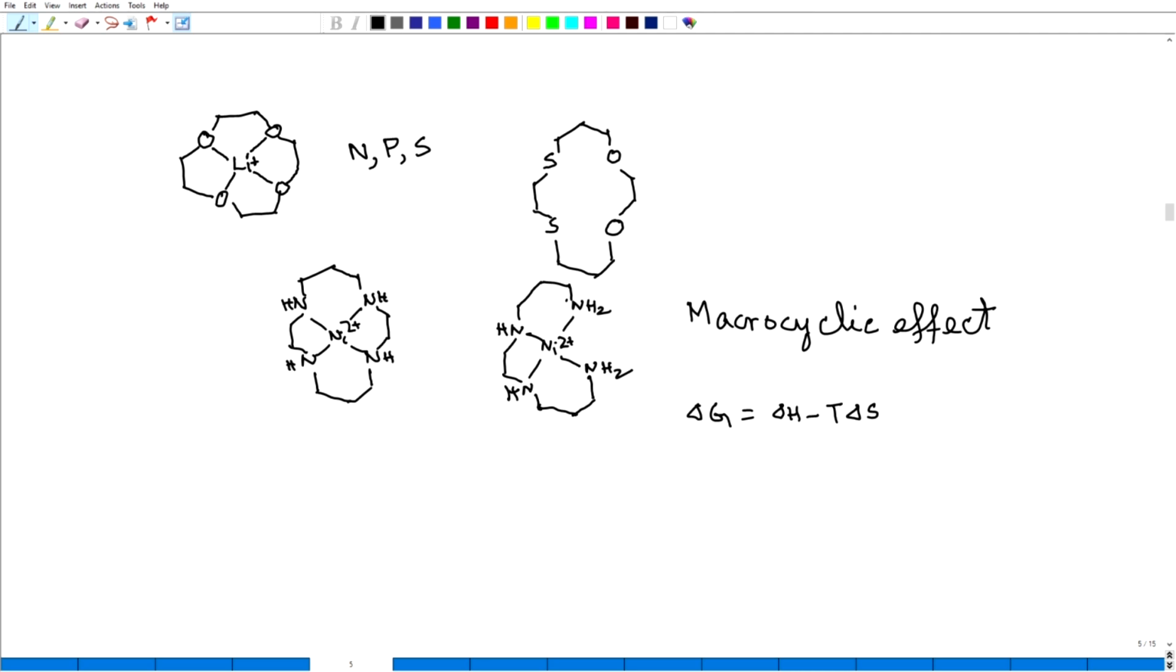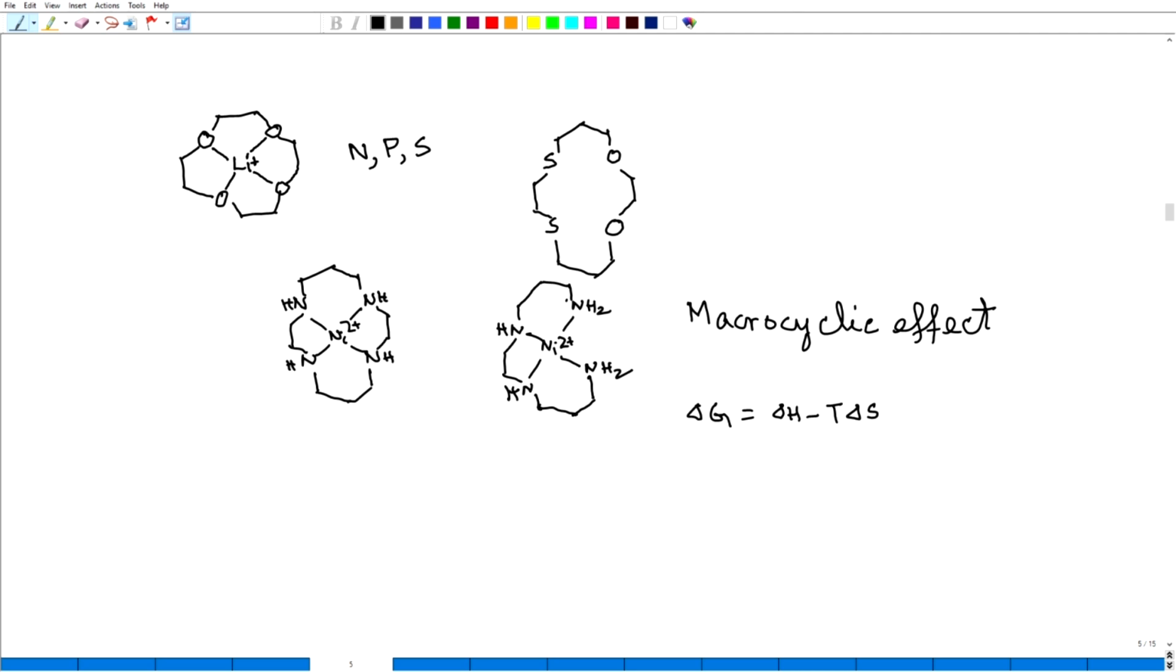In this equation, what happens? It has entropy and enthalpy contributions. What happens to entropy? Entropy does not change very much upon metal complexation. Why? Because this compound is already arranged. All these nitrogens are bound here and you have a macrocycle. So, once the metal ion goes in, there is not that much arrangement necessary.